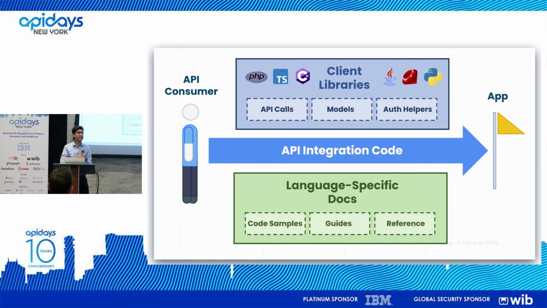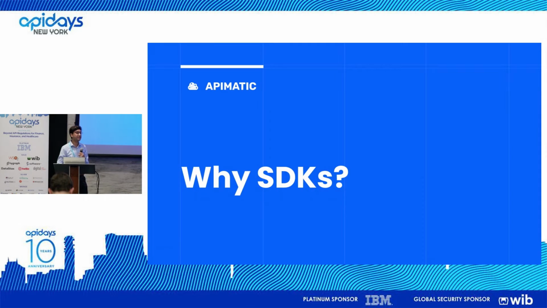Client libraries are language-specific. That means that they provide code specific to a language. So if you're using a PHP client library, you would have methods, classes, everything that would be needed to write and call an app that uses that API. Client libraries try to make calling an API as easy as possible. And how do they do that? We are going to visit why SDKs are needed.